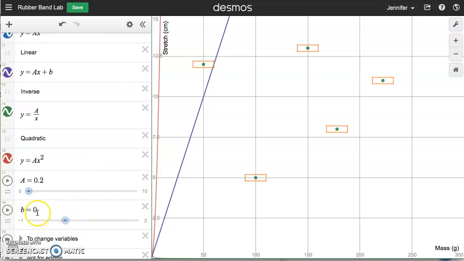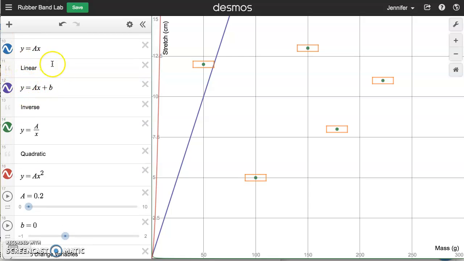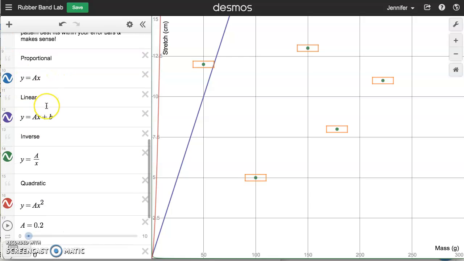There is also a slider for the y-intercept to add another level of complexity to figuring out our best fit line here. Notice that only linear has a y-intercept here, and that's okay. You can have y-intercepts in other relationships as well, but we're keeping things a little bit simple.